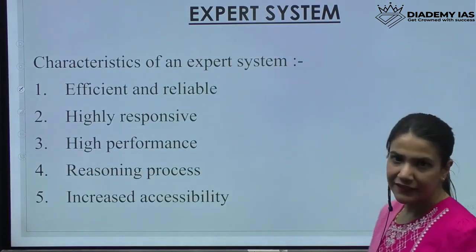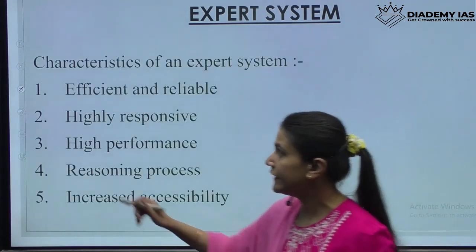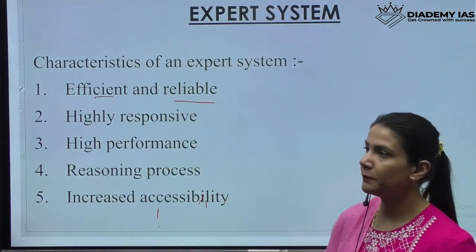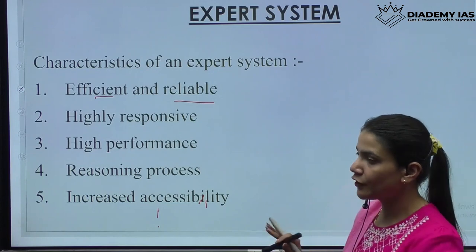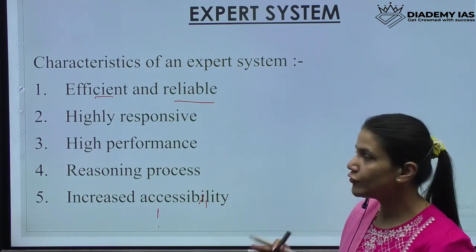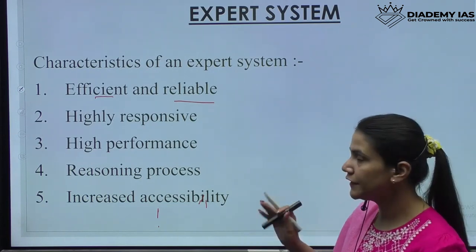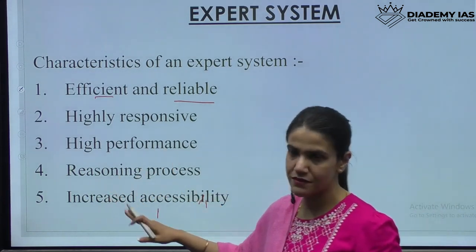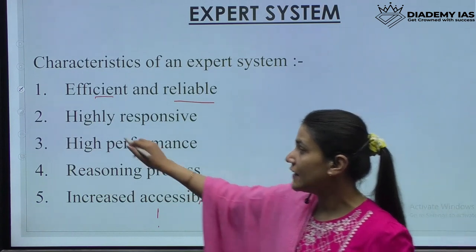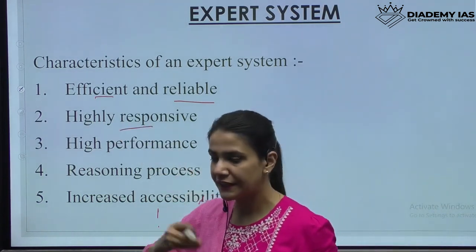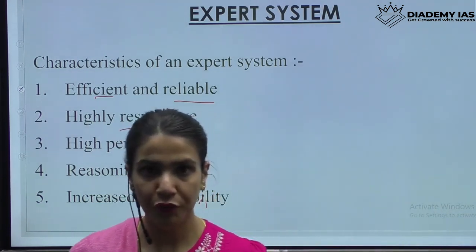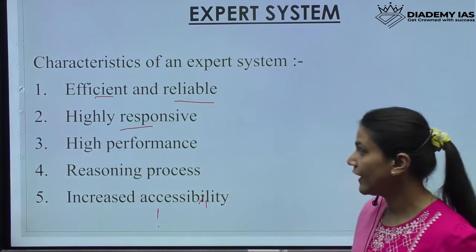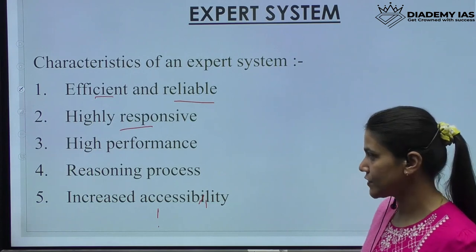So what are the basic characteristics of an expert system? Definitely it is very efficient and very reliable. You cannot think about any other system. If you compare other systems in terms of problem solution, this is the best, most efficient and reliable system. It is highly responsive. The response you get is going to be completely accurate, so you can be very sure that it is an interactive process.